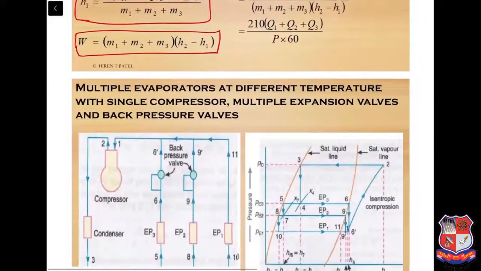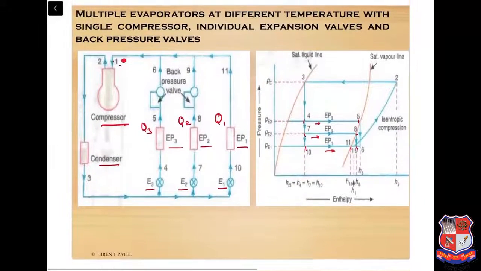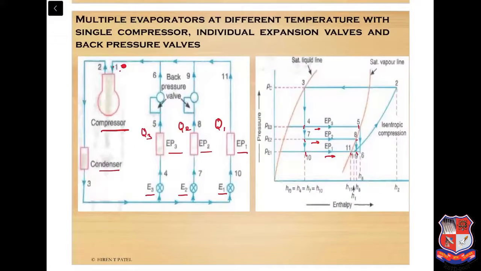Okay, now the next system is multiple evaporator at different temperature with single compressor, multiple expansion valve and back pressure valve. So there is a little bit of difference. The difference is that in the previous system, for different temperatures with single compressor, every evaporator has an individual expansion valve. So every expansion starts at the same enthalpy point, that is HF3, the exit of the condenser point.